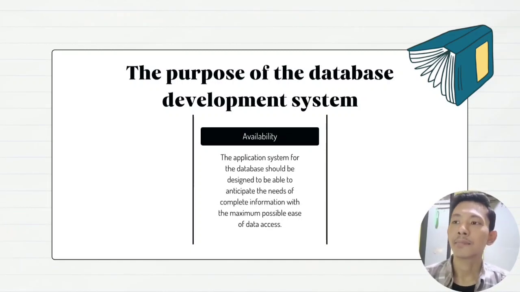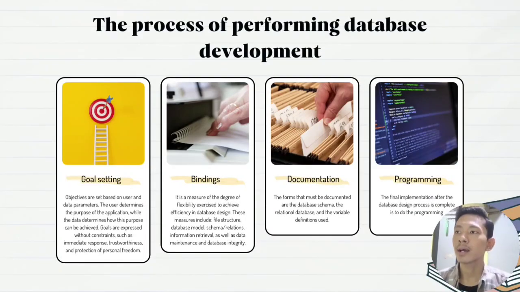And the last is about availability. The application system for the database should be designed to be able to anticipate the needs of complete information with the maximum possible ease of data access. And next, we will be talking about the process of performing database development.